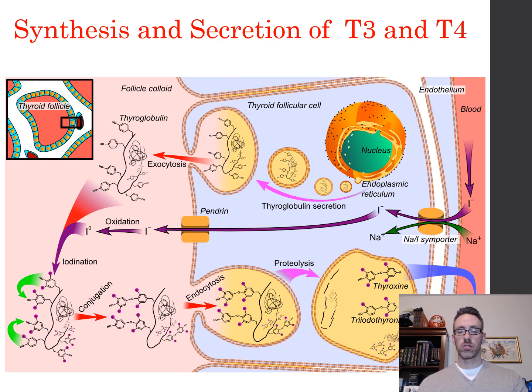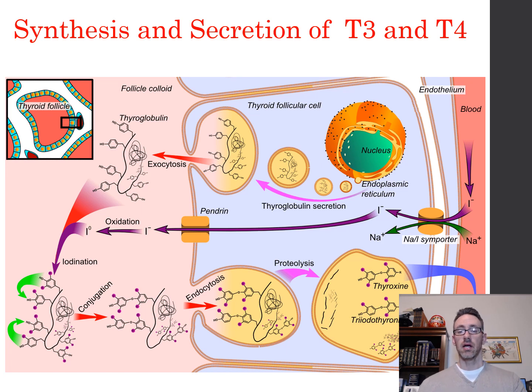So here, this cartoon is really showing you the synthesis. Over here would be the basal side. This is where the blood is, outside of the follicle. And then this is the inside of the follicle with that colloid mixture. So here in the blood, we get the iodine, and sodium is co-transported with the iodine. So iodine gets inside the cell, and it quickly diffuses across the cell to the apical side, where there's a receptor called pendrin, which transports the iodine into the follicle, into the colloid mixture there.